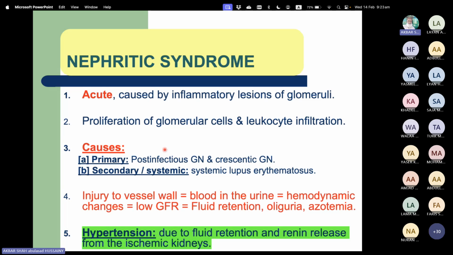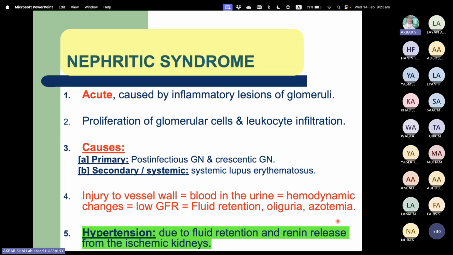What happens in nephritic syndrome is that whenever there's injury to the blood vessel, blood will go into the urine. And because of that, there are changes in the hemodynamics. There will be changes in the pressures, etc. And GFR will become low. And then the body tries to retain the fluid, but it cannot. There'll be a decrease in the urine, oliguria, and azotemia.